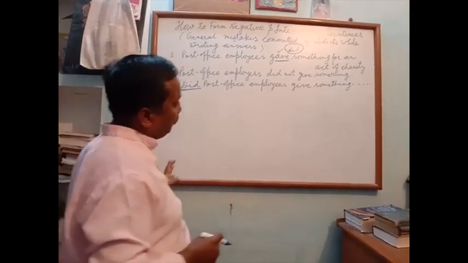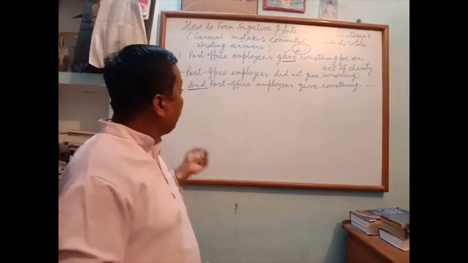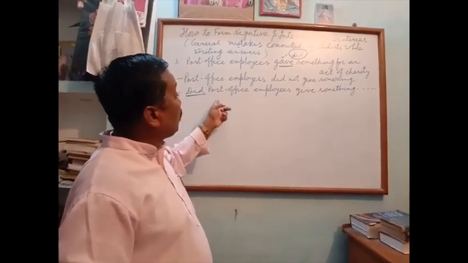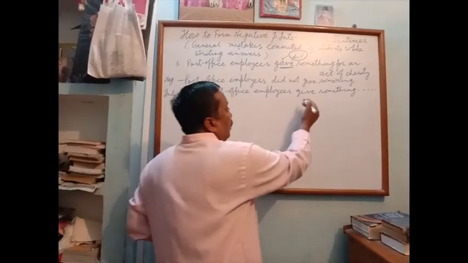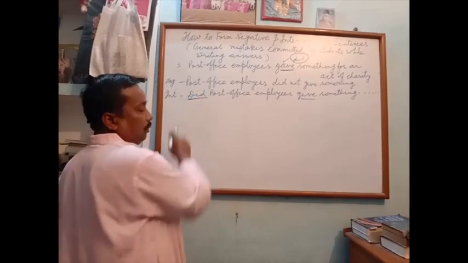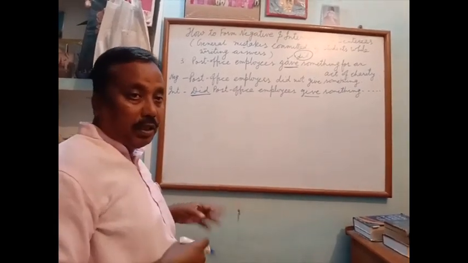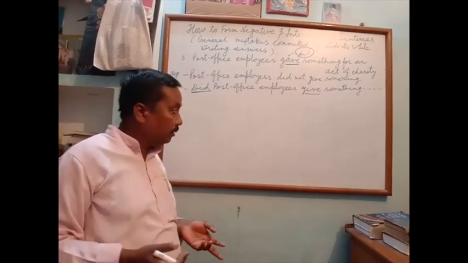Okay. But generally, what mistake do students commit here? They write, did post office employees gave. Once again, V2 gave, and here also V2. No. This type of mistake students must avoid.